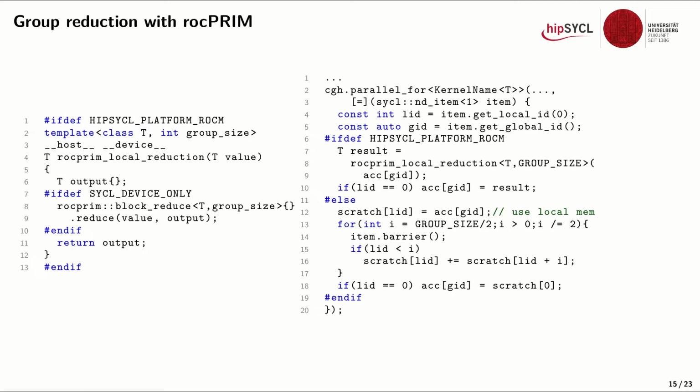Then on the right side, in our parallel for statement, we again check if we are compiling for rocPRIM. If we are, we call the optimized rocPRIM local reduction function. Otherwise, we have a regular SYCL reduction using local memory, using some scratch local memory. So this is how you would implement a decent reduction in pure SYCL.